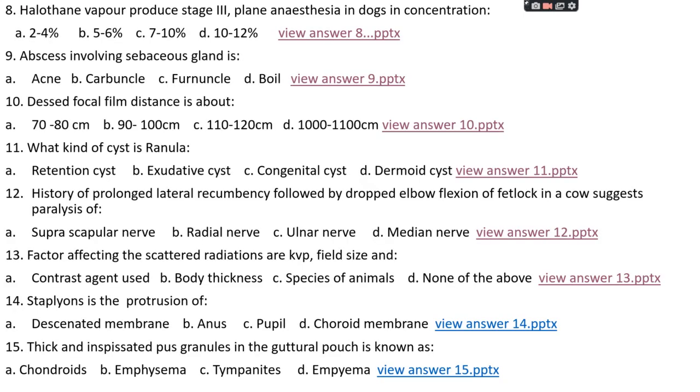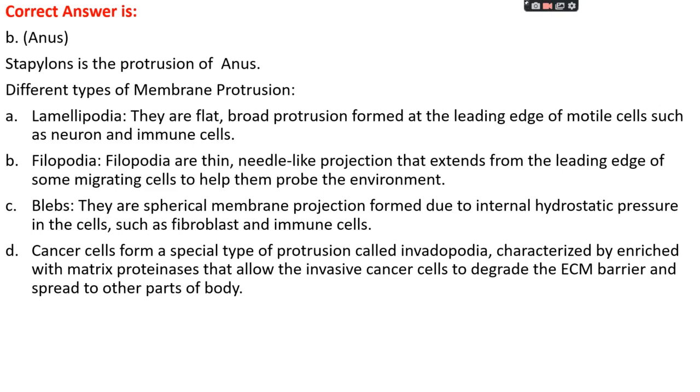Okay. Question number 14. Staphyloma is the protrusion of: option A, desiccated membrane; option B, anus; option C, pupil; or option D, choroid membrane. The right answer is option B, that is anus. Okay.